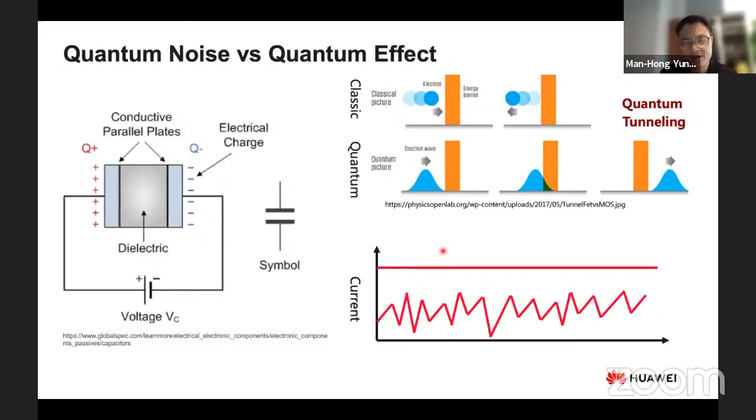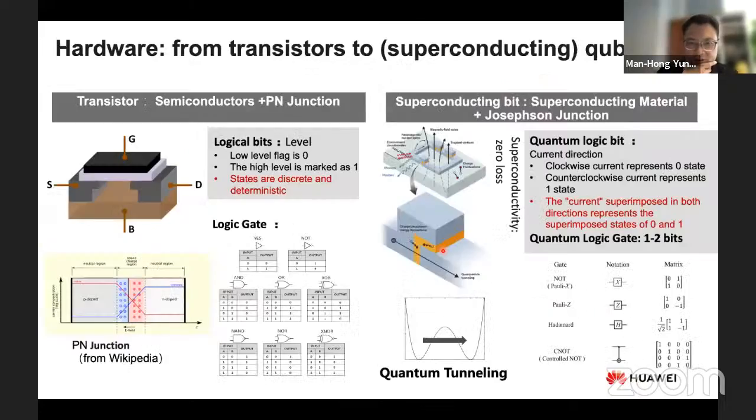So therefore, this quantum tunneling effect really is a negative effect in making our device stable. But the whole point of quantum computing is exactly to try to exploit such effects to make better qubits, okay, quantum bits. So let me explain a little bit here.